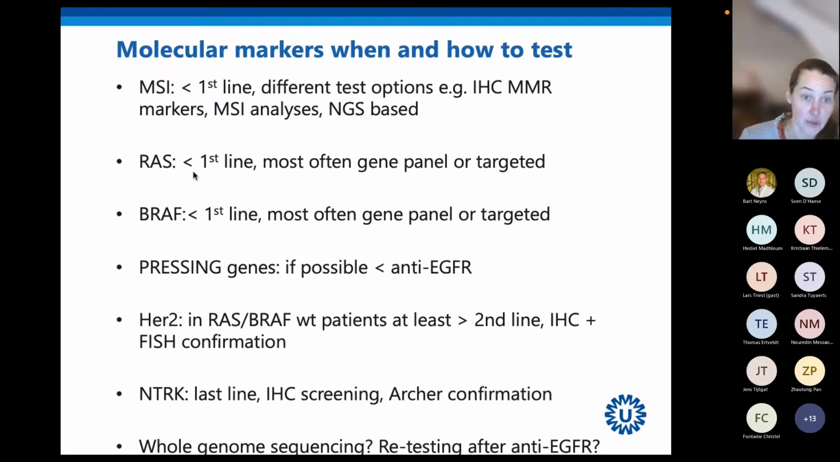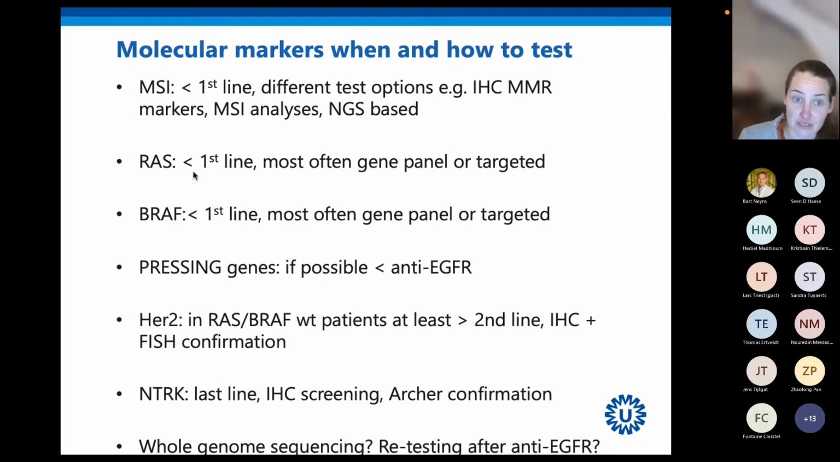RAS and BRAF we also test before first line. We use a gene panel. Not a big gene panel, but our standard is a 50 genes panel, including all RAS mutations, BRAF, AKT, PI3 kinase, some of the pressing genes, not all. I think it's important to test before first line because it's, of course, prognostic. Patients with a BRAF mutation have a much worse prognosis.